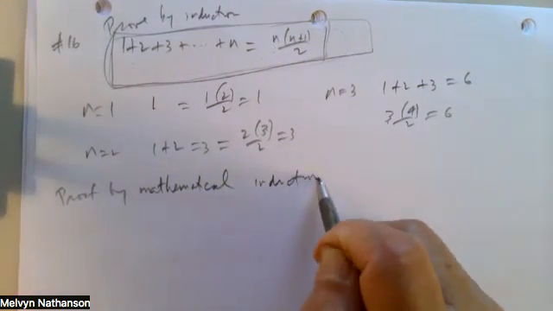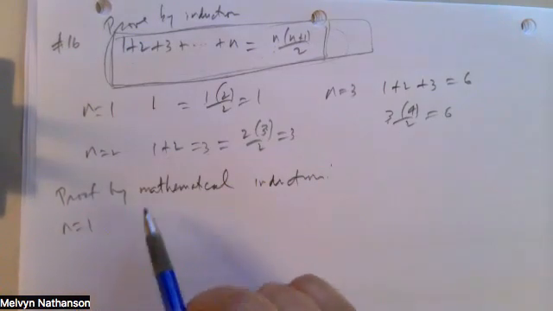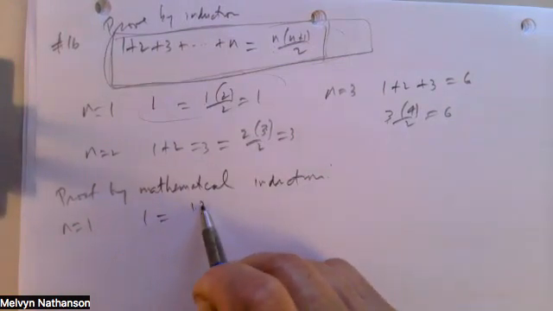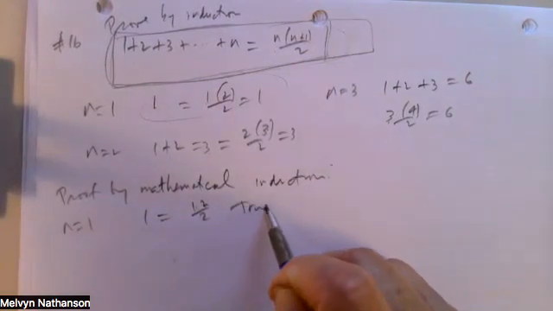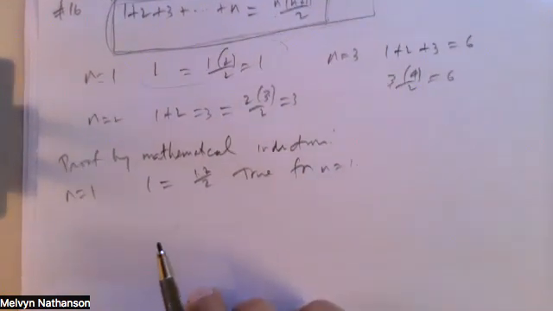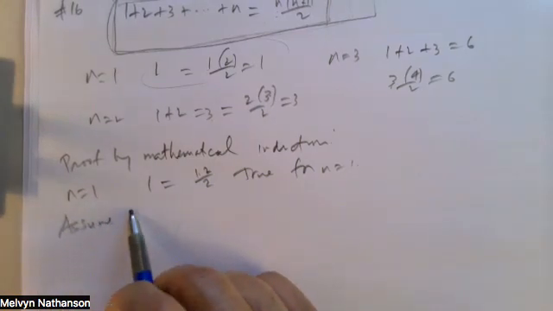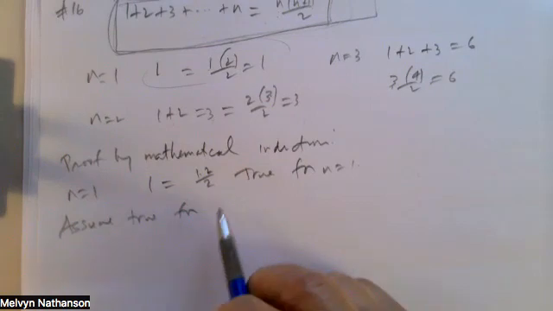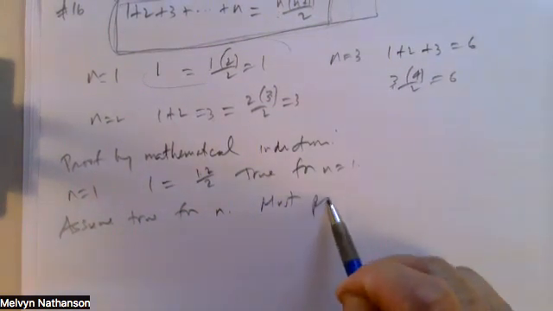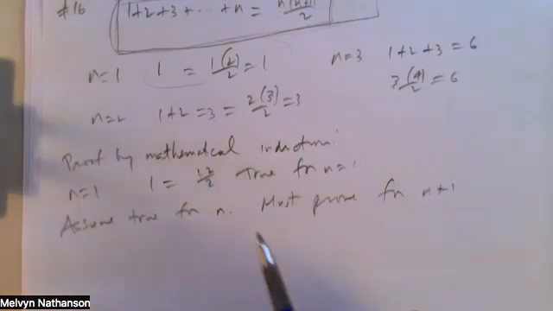So if you want to prove something by mathematical induction, first check the case n equal 1. For n equal 1, I already did this: 1 equals 1 times 2 over 2. So the statement is true for n equal 1. And in induction, you then say, assume the statement is true for some integer n. And then you have to prove it for the next number, n plus 1.